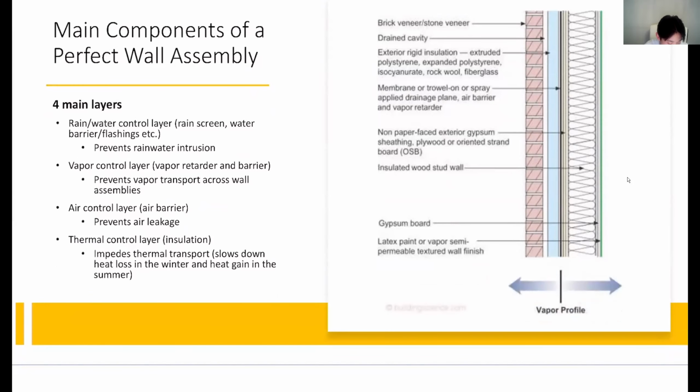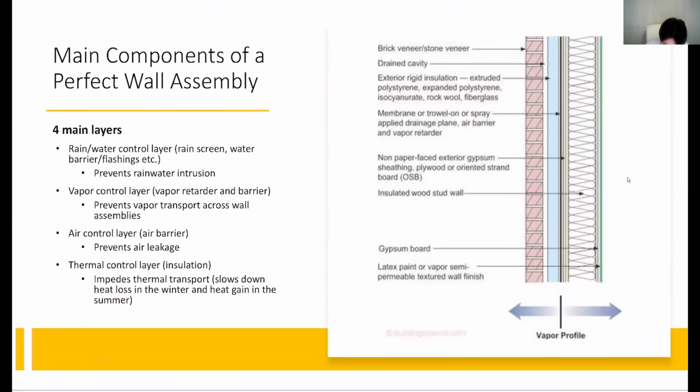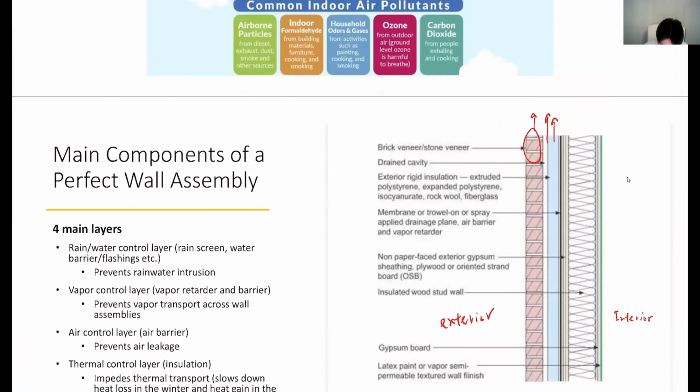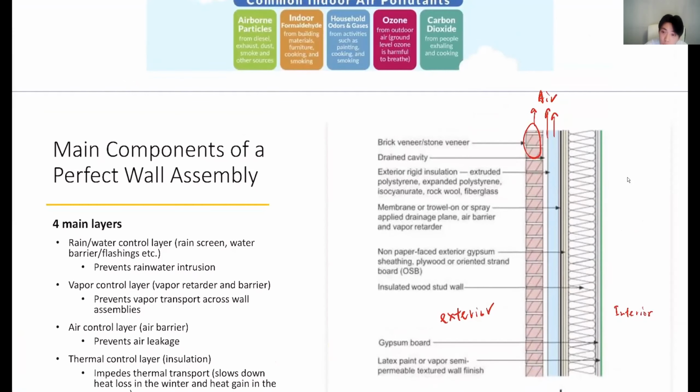The first layer is the rainwater control layer. On the picture shown on the slide, maybe it's not very obvious to see, but the left side is exterior and the right side is interior. The left side is the exterior space, so it has direct contact with the outdoor air. That's why we have the brick veneer here, right? That's the outer aesthetics of the wall. And between the brick veneer and this blue layer, we have an empty space. Basically, it's just air, right?